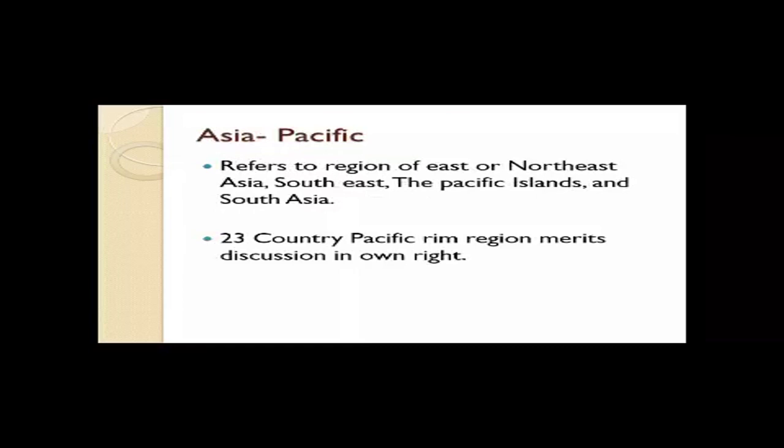Asia Pacific. The Asia Pacific region refers to the regions of East or Northeast Asia, Southeast Asia, the Pacific Islands, and South Asia, with 56% of the world population. Dito pumapasok yung 56% ng buong world population. Kasi nga malaki yung Pacific, yung Asia Pacific, yung pinakamalaking kontinente ay Asia. Dito rin pinakamaraming population na nakukuha sa buong mundo. Tulad ng China, isa sa pinakamadaming population kada bansa.